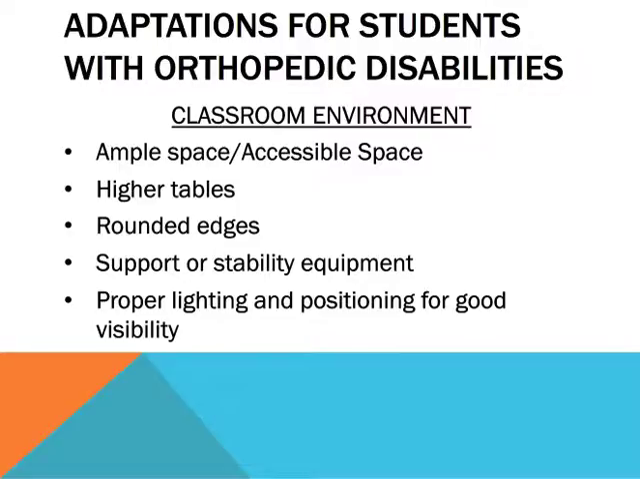Proper lighting and positioning is crucial for good visibility. It is important that your classroom is not too bright and that you are not standing in direct light, so that there aren't any glares to obstruct or hinder students with visual impairments.